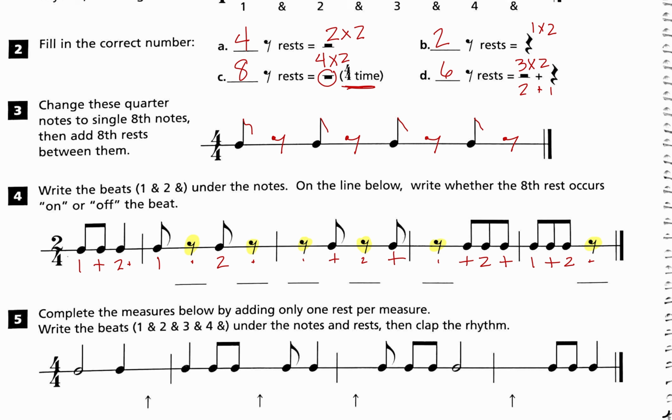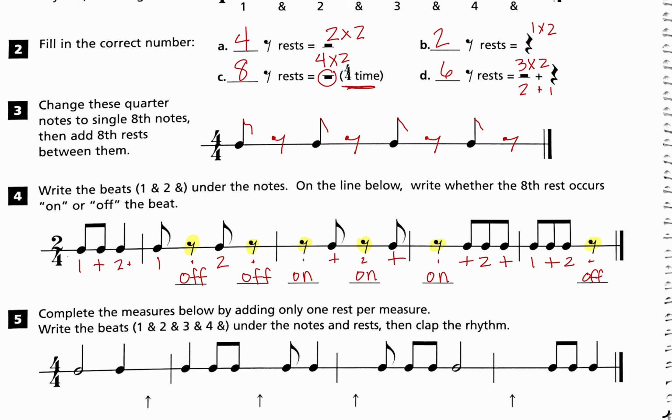So because this first one is on an and, it is off the beat. This one is also off the beat. Next one is on 1, makes it on the beat. This one's on 2, so it's on the beat. This one's on 1, so it's on the beat. And the last one is on an and, so it is off the beat.